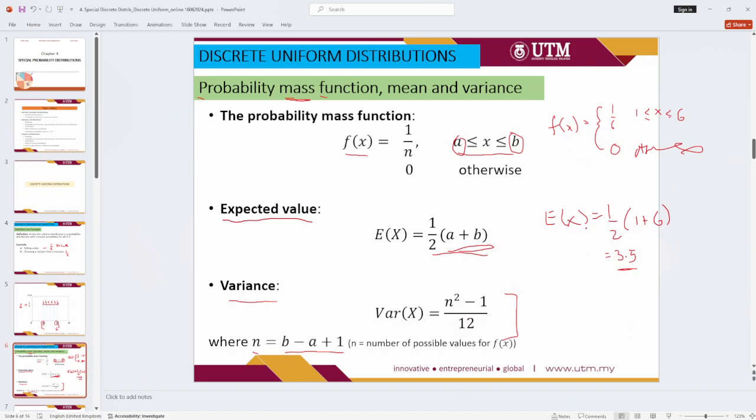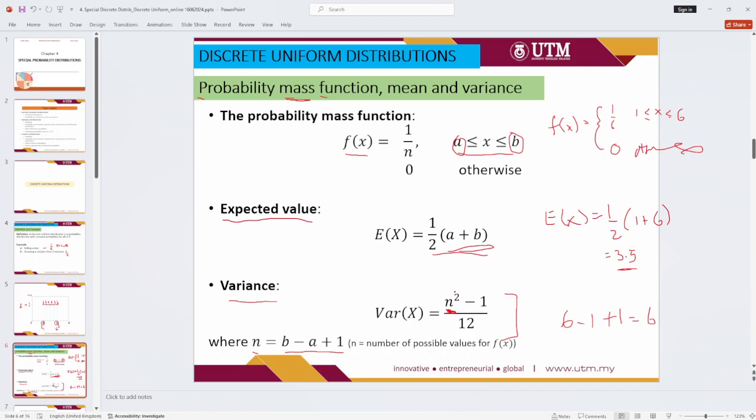Earlier, for rolling a dice, we had 6 − 1 + 1, which is equal to 6. So 6 is your n, the number of possible values that you can get. If you want to find the variance, we just put 6 in for n. So (6² − 1)/12. If you want to calculate the variance, you can straight up use this formula: (n² − 1)/12.